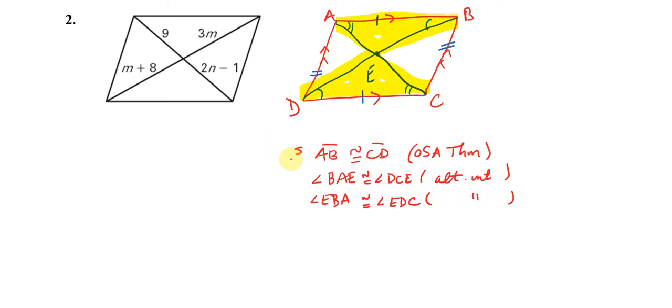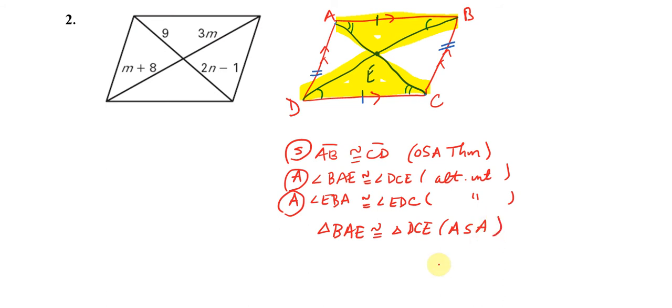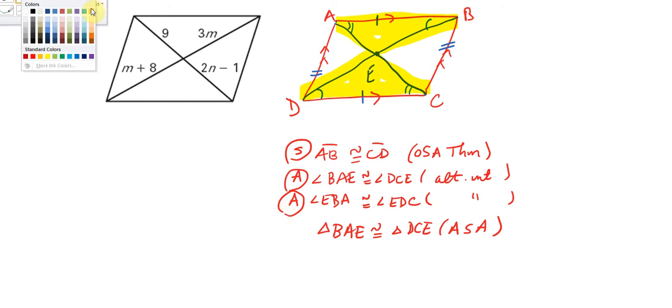So now we have a side, we have an angle, and we have an angle. So again, two angles and one side is enough for us to conclude that triangle BAE is congruent to triangle DCE by angle, side, angle. Now that's not the only method that we could use. There are some other ones. We have a vertical angle in there as well, but this is sufficient for us to prove that.